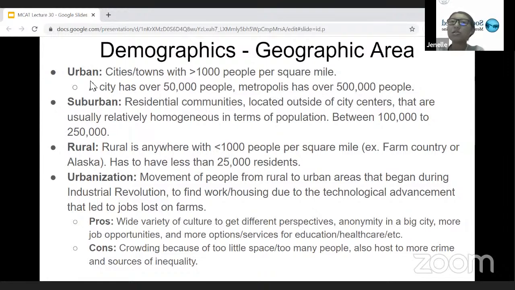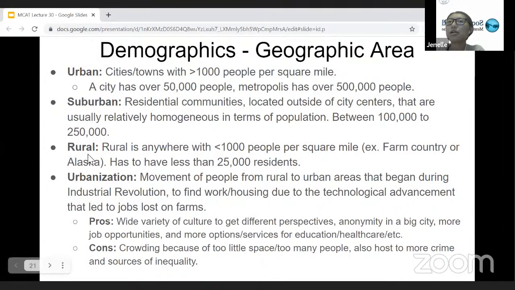And suburban areas are residential communities that are located outside of city centers that are usually relatively homogeneous in terms of the population of the people who live there. And it's usually between 100,000 and 250,000 people. And then rural areas are those that have less than 1,000 people per square mile. So the common way to think of this is as farm country or somewhere like Alaska, and it has to have less than 25,000 residents in order to be considered rural.